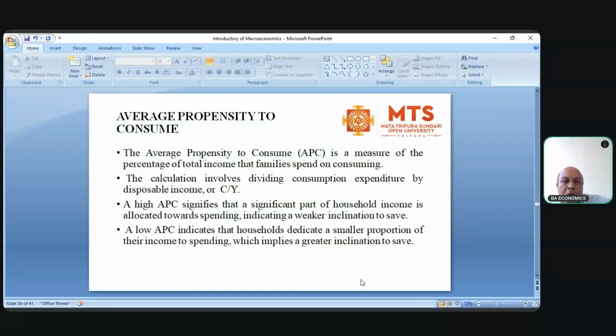There is one simple formula for measuring the average propensity to consume. It is capital C by Y, where capital C means total consumption and capital Y means income. I put here disposable income. In this way we can easily measure the average propensity to consume. What is the meaning of high APC? Suppose for any person APC is very high. It basically means that of whatever income is earned by that person, a maximum percentage of income will be spent for purchasing goods and services.